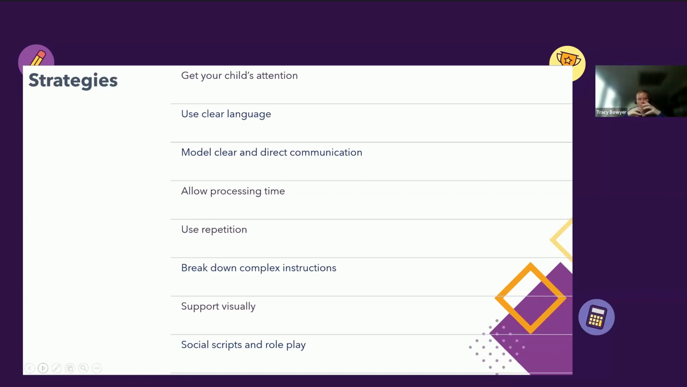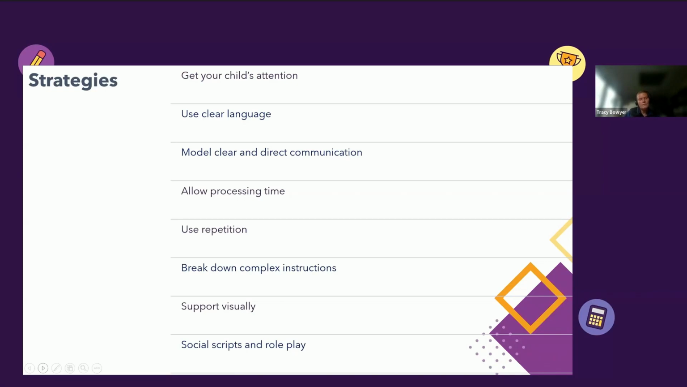So thinking about whether we can support our young people visually. Also, once we've said something to our children, once we've communicated something to them verbally, it's gone. So by supporting that visually, again, we're giving them that sort of concrete information so that they know what's happening next and what they need to do.